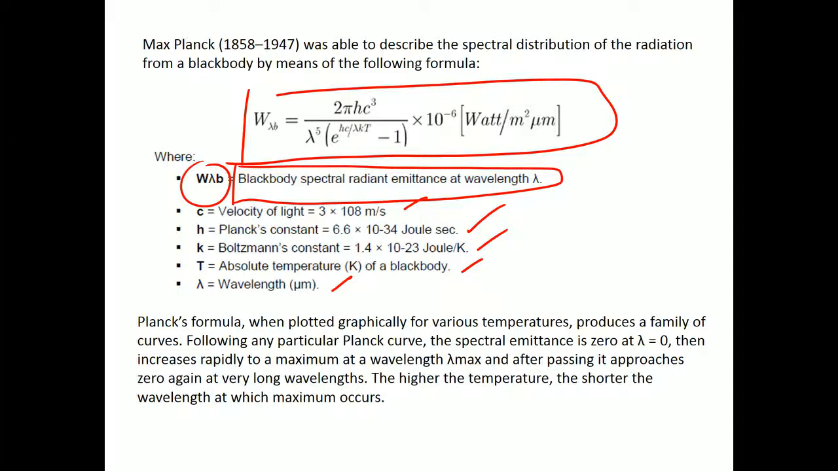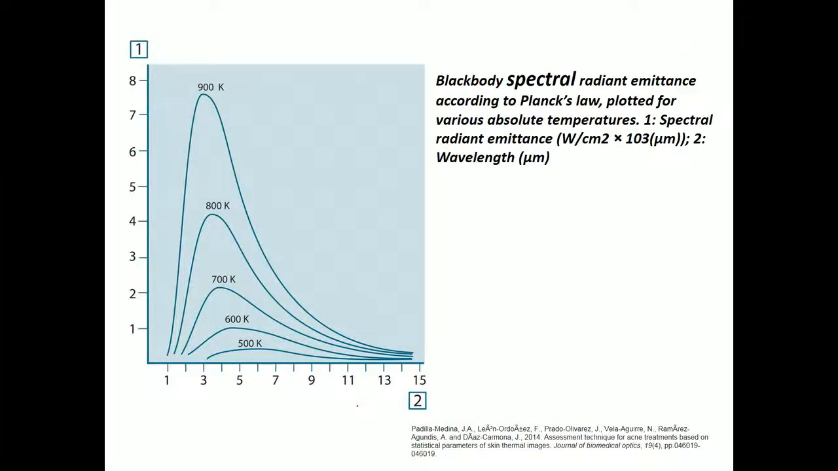When it is plotted graphically for various temperatures, it produces a family of curves, which is what the Planck curve is. The spectral emittance is 0 at lambda equal to 0, then it increases rapidly to a maximum, called lambda max, and after that it approaches 0 at very long wavelengths. The higher the temperature, the shorter the wavelength at which the maximum occurs. So, this is the black body spectral radiant emittance according to Planck's law.